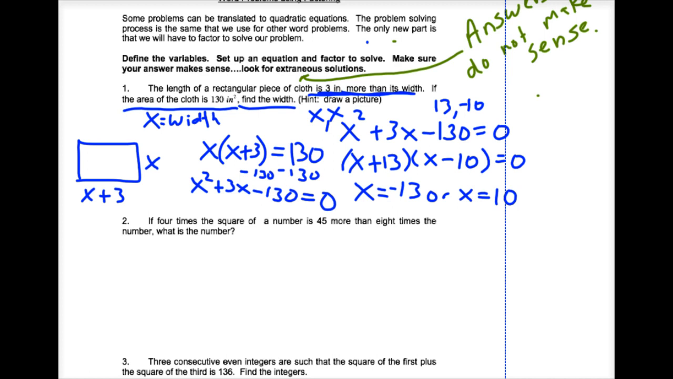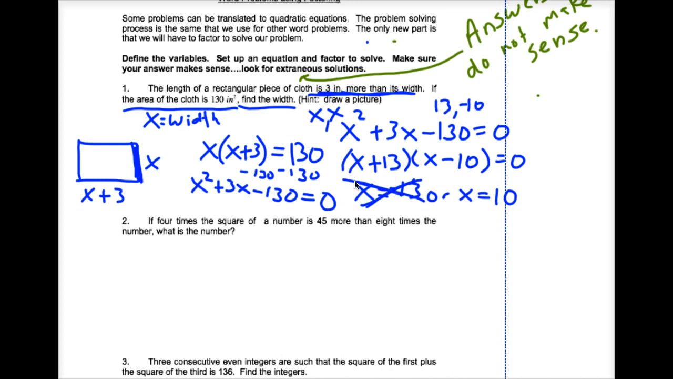So back to before we got interrupted by Mr. Durkop. Which one do we cross off? Negative 13. Why? No, no, no. Guys, look. What does x stand for? The width. Is there any way that this width could be negative 13 inches long? That's ridiculous. That's an answer that doesn't make sense. It's called an extraneous solution. Get rid of it.